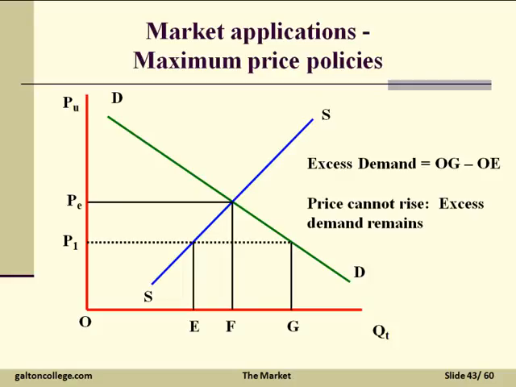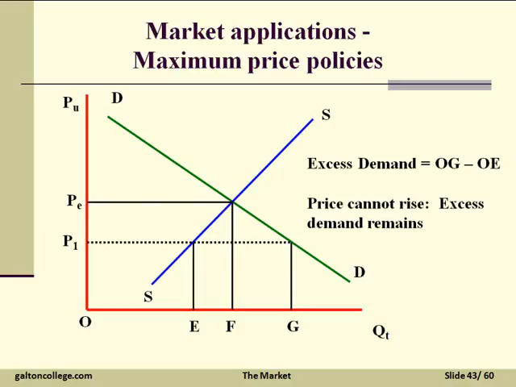The price can't rise, so the excess demand remains. And what would probably happen in that case is that there would be a black market for the good. Consumers would buy the product at P1 and then sell it amongst themselves for a higher price, so that a new equilibrium would emerge. And also you might have producers stepping up production to try to meet the demand as well.